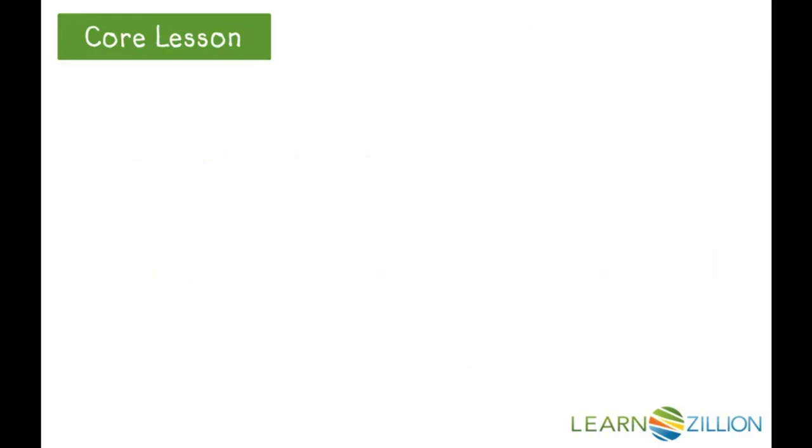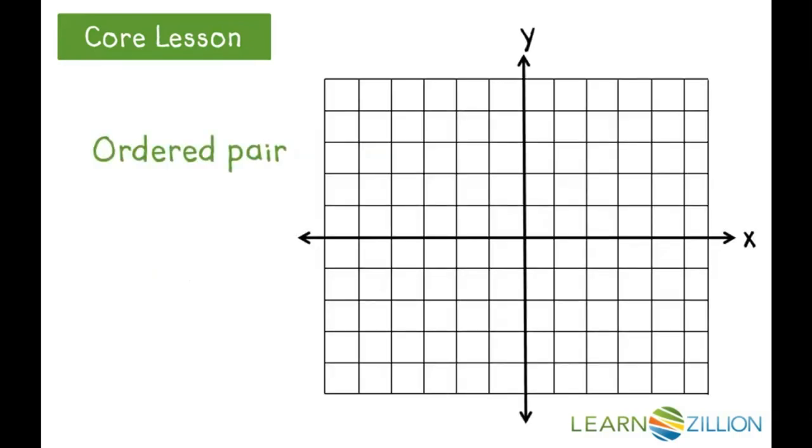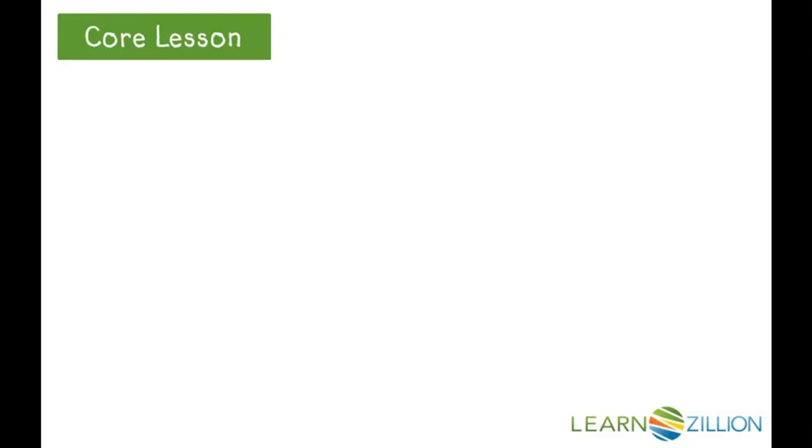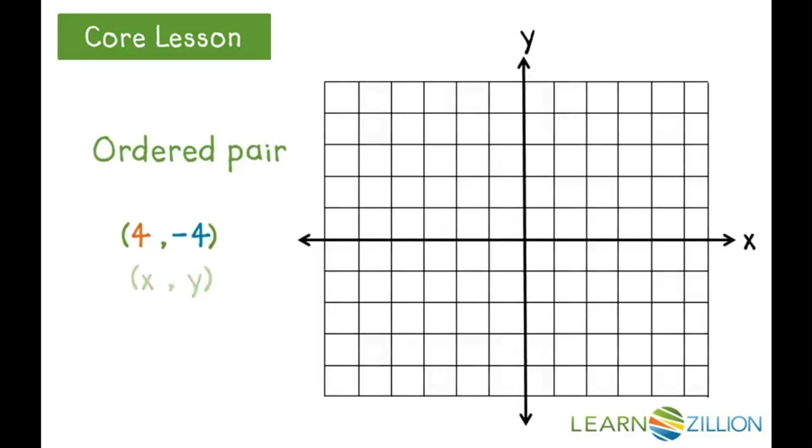Some ordered pairs have two negative numbers, such as -3 and -2. Beginning at the origin, move to the left 3 spaces, and then move below the x-axis 2 spaces, and place a point. One last example combines a positive and a negative. Begin at the origin and move to the right 4 spaces, and then go below another 4 spaces.